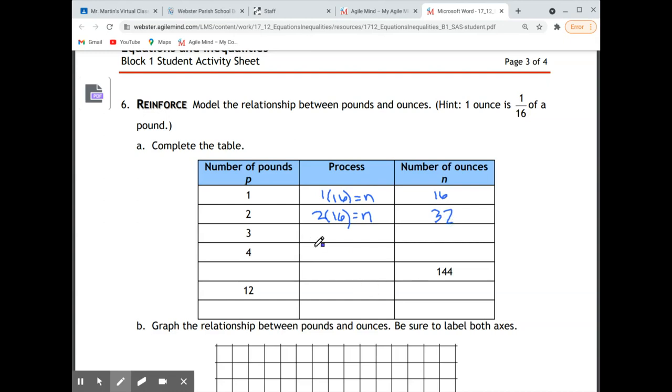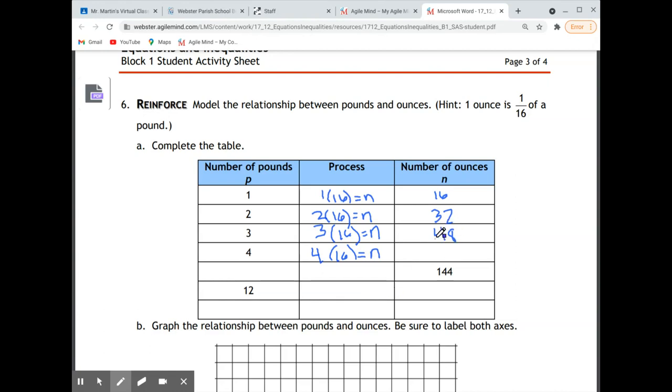How would we do the next one? 3 times 16. Good. So what would n equal? What's 16 plus 32? 48. Good. Y'all starting to see a pattern? Yes. So each time, if you have the number of pounds, what do you have to do? Multiply. Yeah, you just multiply by 16.